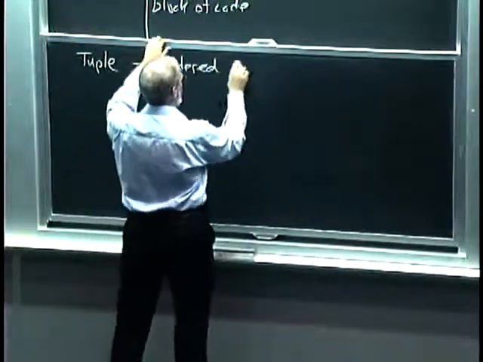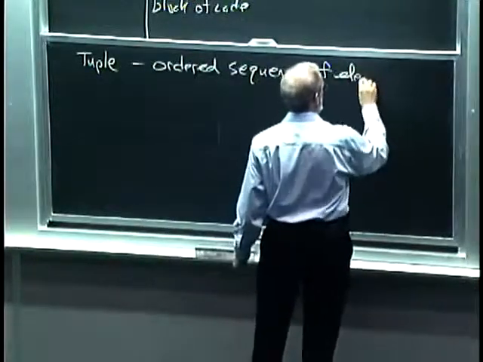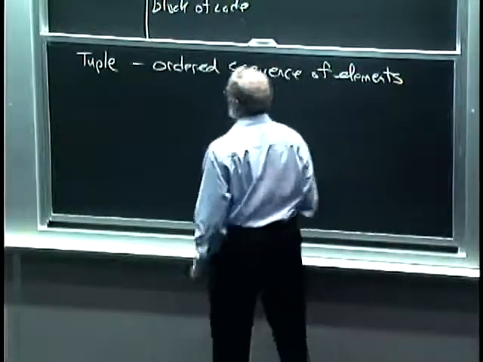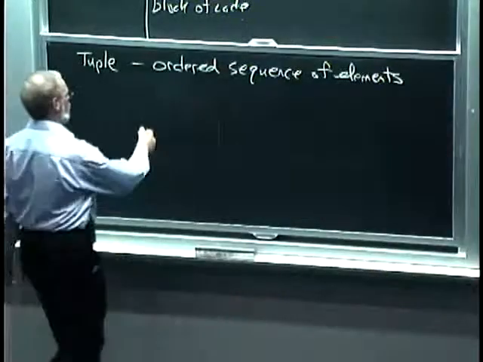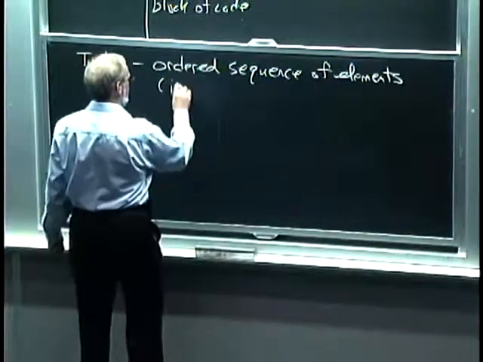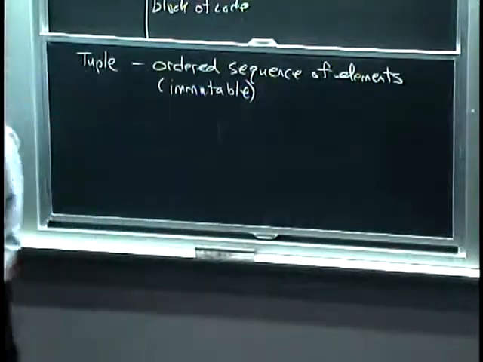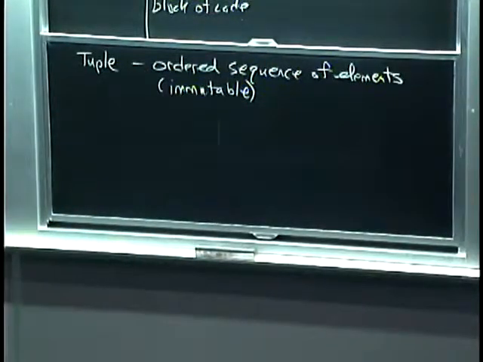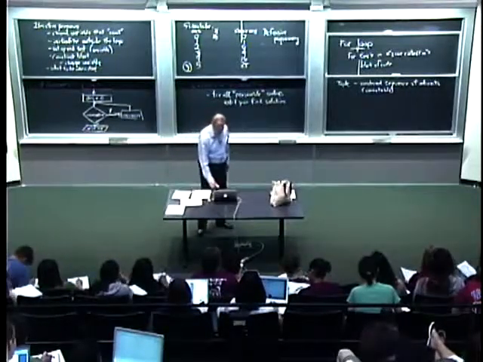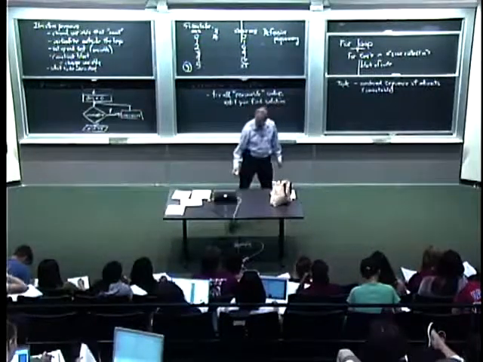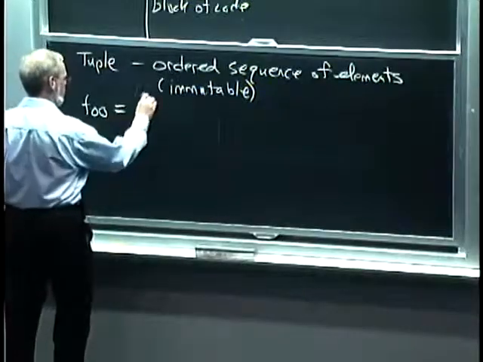And this is an ordered sequence of elements. Now, I'm going to actually add something to it that's going to make sense in a little while, or in a couple of lectures, which is it is immutable, meaning I cannot change it, and we'll see why that's important later on. But for now, a tuple is this ordered sequence of structures. Okay? And how do I create them? Well, the representation is the following.